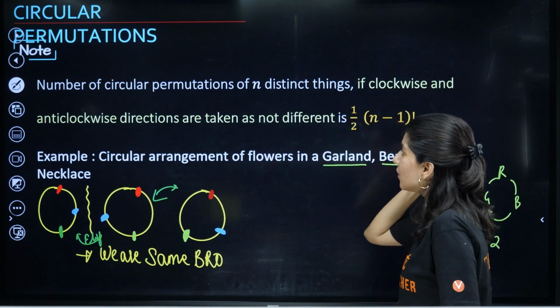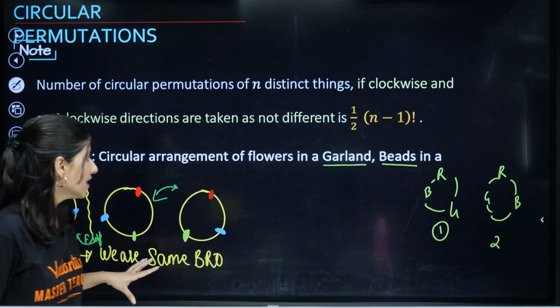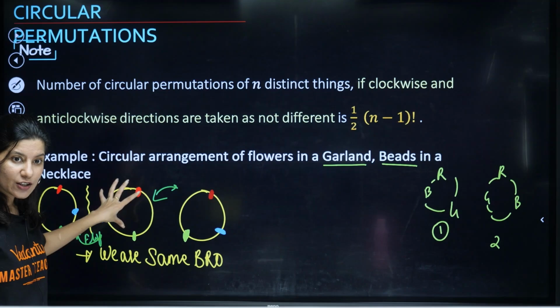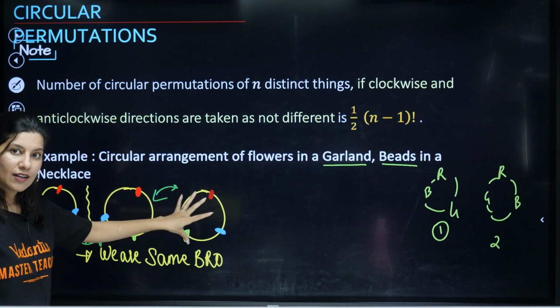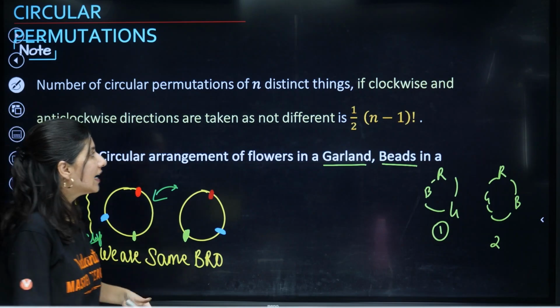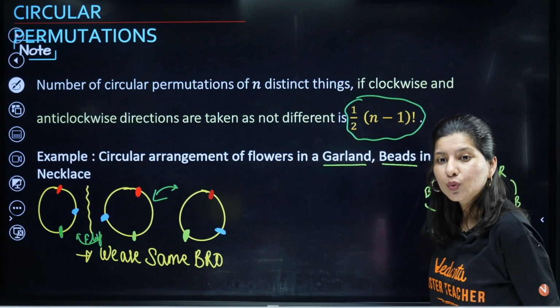Correct? So what does that mean? That simply means that every situation will be counted twice. So we need to make it half. That is done by (n minus 1) factorial by 2.